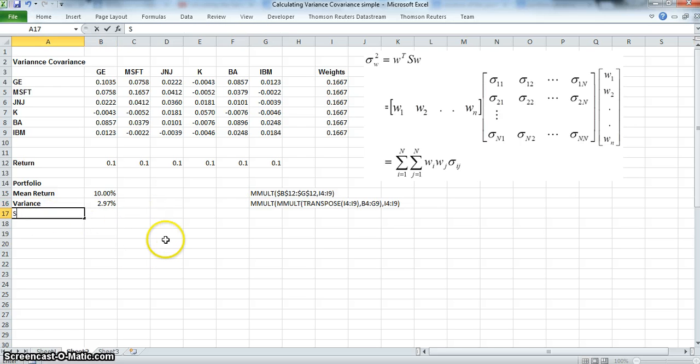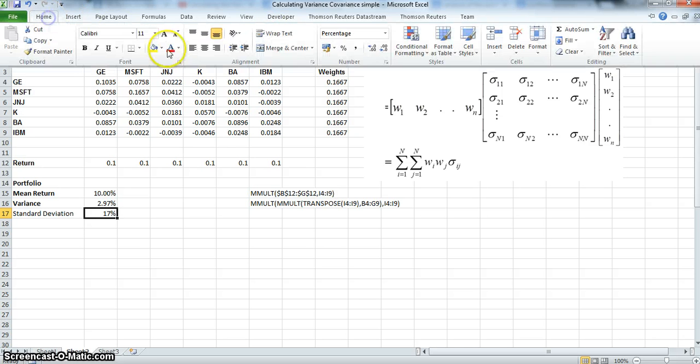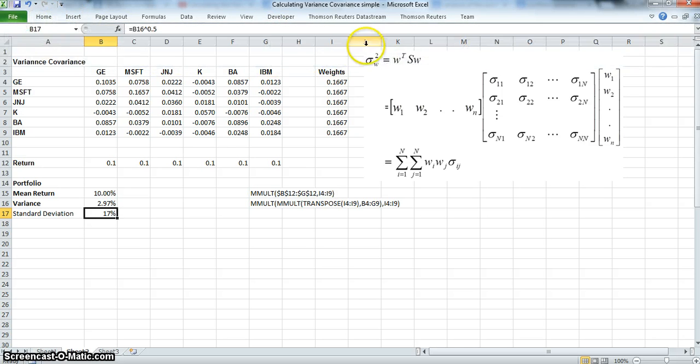To get the standard deviation of the portfolio, we just simply take the square root. So we take this value, put it to the power of 0.5, we get the square root. To express this as a percentage, we get 17%, and adjust for decimal places: 17.25%.